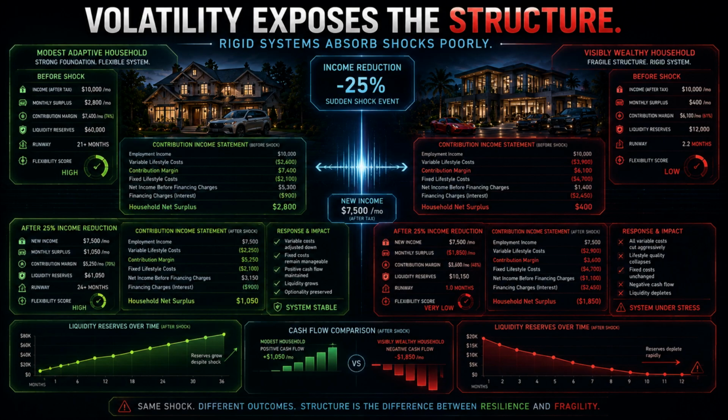But household B experiences something very different. Variable costs are aggressively reduced. Dining disappears, entertainment disappears, travel disappears, lifestyle quality deteriorates rapidly. But the mortgage remains, the vehicle payments remain, subscriptions remain, insurance remains, financing obligations remain. And despite severe cuts to lifestyle quality, cash flow may still turn negative. This is the critical insight. Once fixed obligations dominate the structure, adaptability disappears.